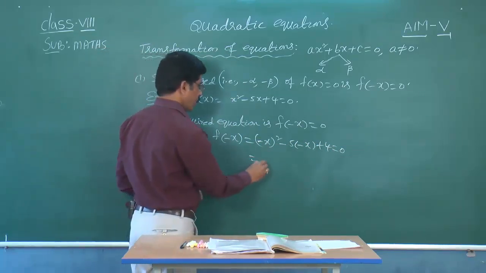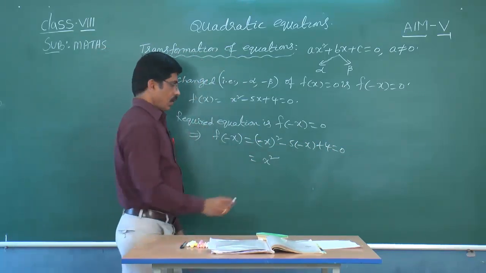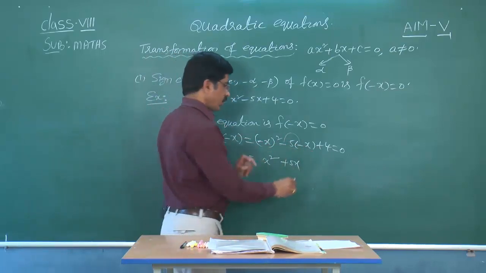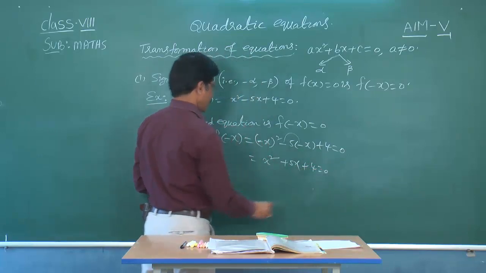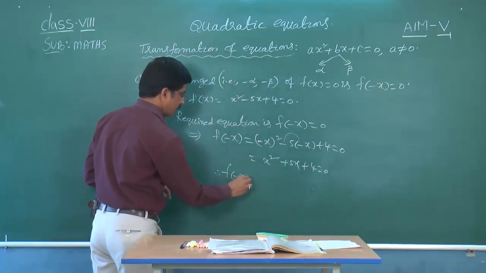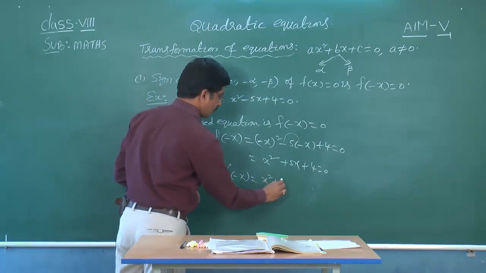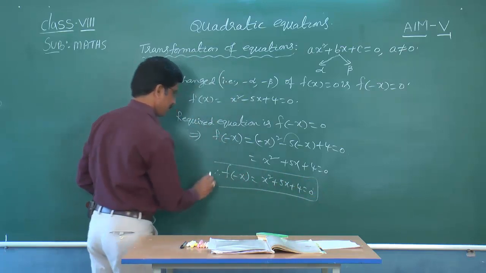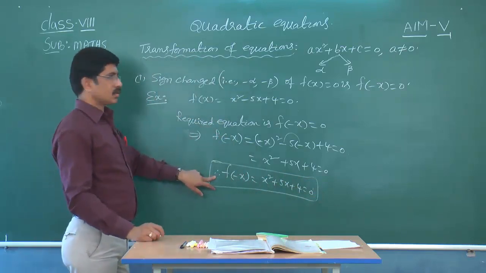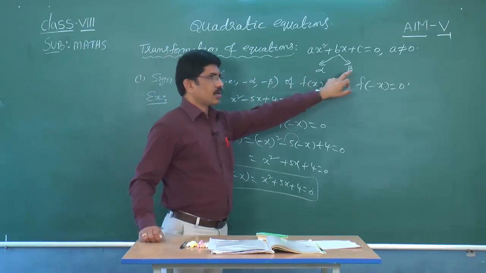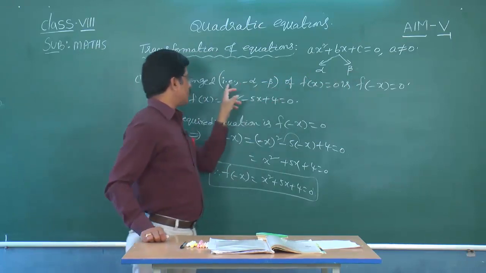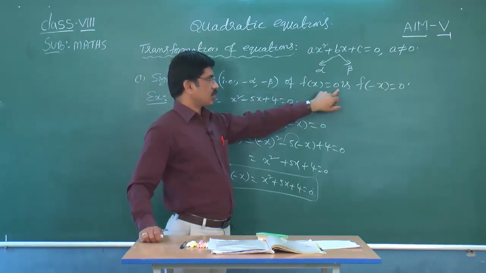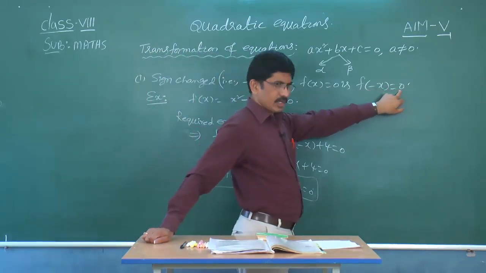Square of minus x is equal to x square. Minus into minus gives plus 5x. The third one has constant 4. Therefore, f of minus x, that is the required equation, is x square plus 5x plus 4 is equal to 0. This is the required equation. Once again, alpha, beta roots, with signs interchanged: minus alpha, minus beta. f of x is equal to 0, so f of minus x is equal to 0 is the required equation.